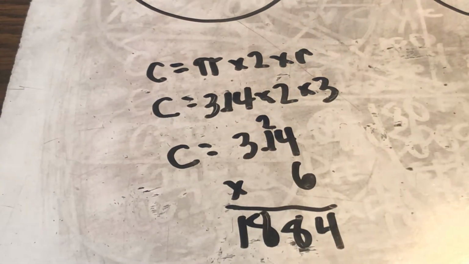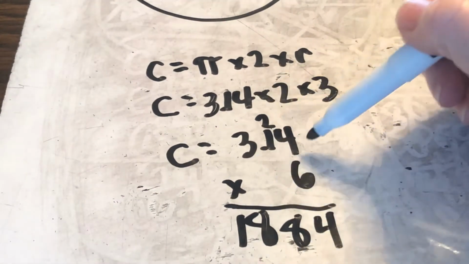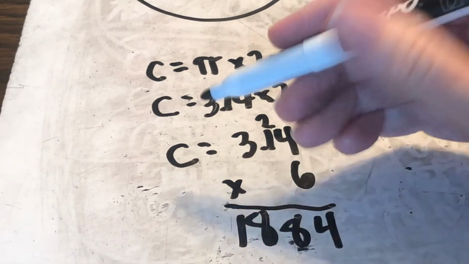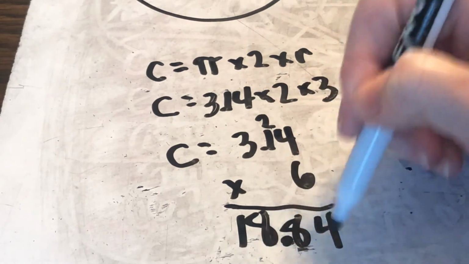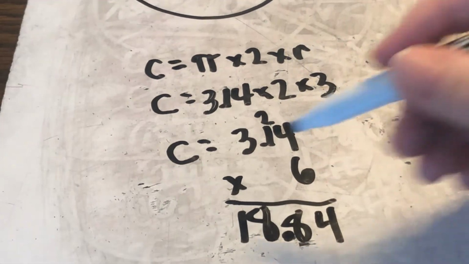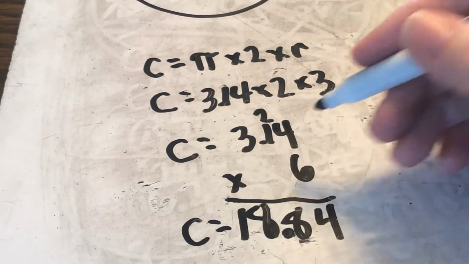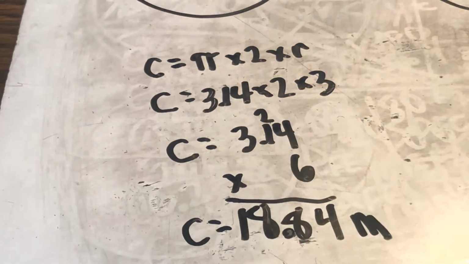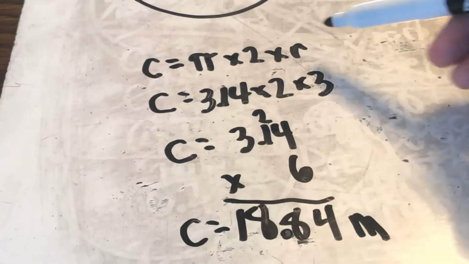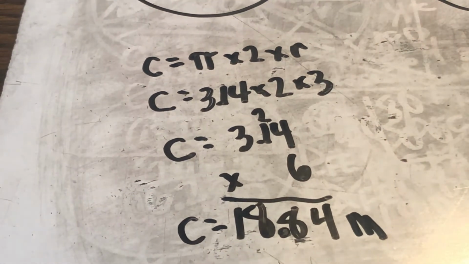I can't leave it like that because it's not 1,084. I know I have 2 numbers here behind the decimal. I have to have 2 numbers here behind the decimal. So C equals 18.84 meters. Since I had the radius, I used the radius formula.